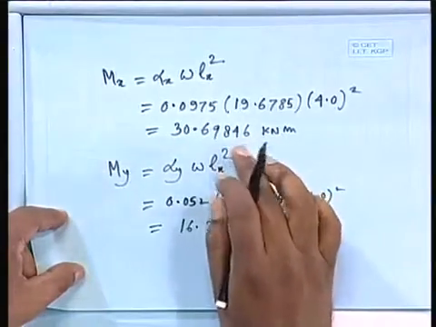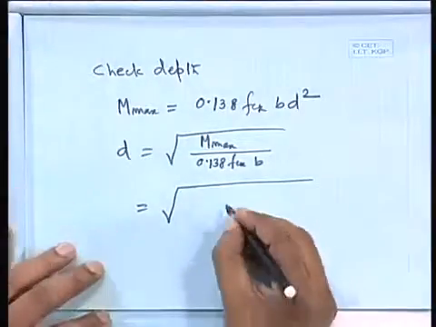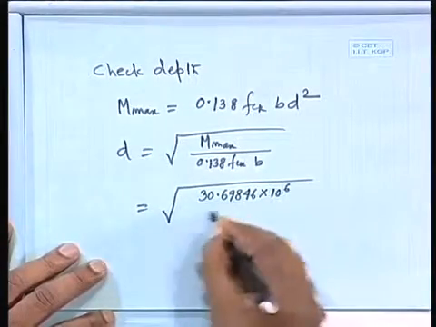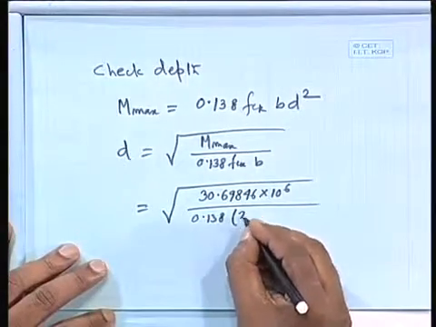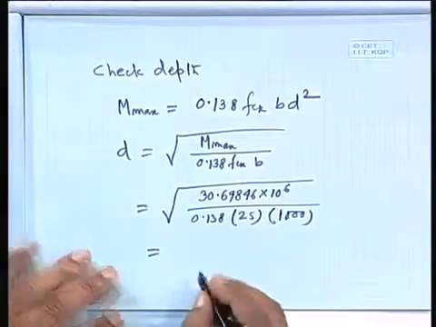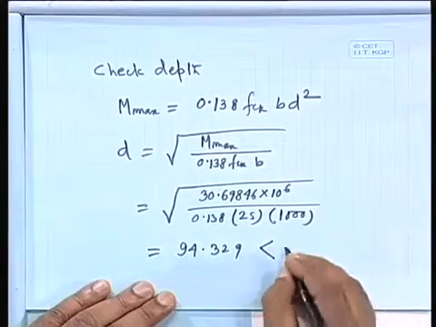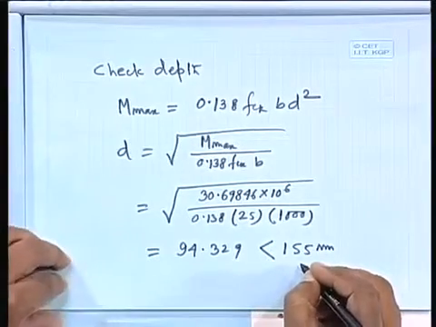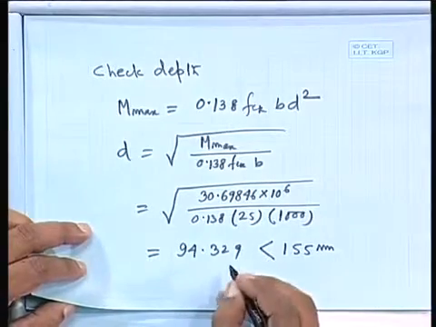So we shall use this one for checking depth. Then automatically this one also will be checked. So 30.69846 into 10 to the power 6 divided by 0.138 FCK, M25. So 25 times B is 1000 in this case, which comes as 94.329, less than 155 millimeter, the depth which we have provided. So 155 millimeter is the effective depth provided and we are getting 94.329, that means it is safe.